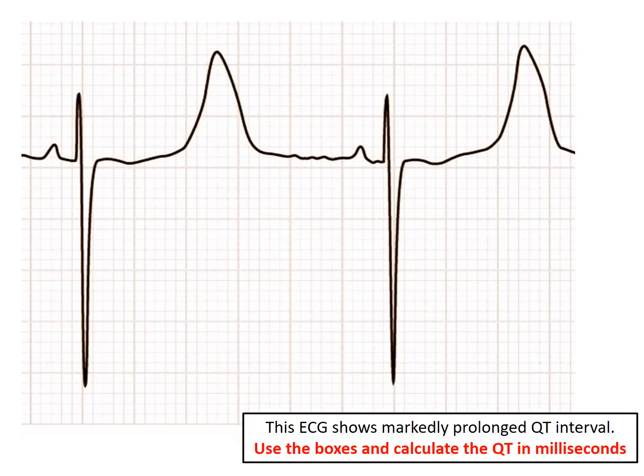So here is a rhythm strip showing you 2 PQRST complexes. What I would like you to do is find the beginning of Q, find the end of T, count the middle boxes, multiply by 40, and then see if that is greater than 500. And when you go through that, you will see that this is a markedly prolonged QT interval, again, setting that individual up for ventricular arrhythmias.